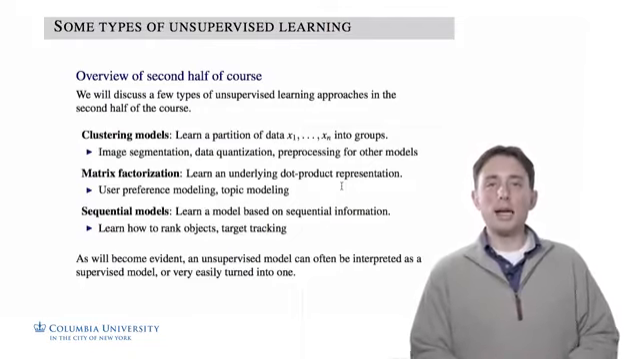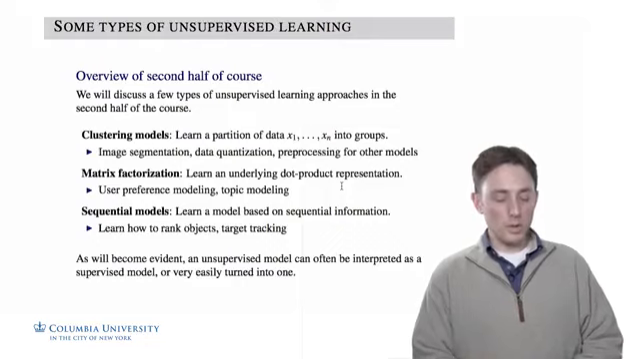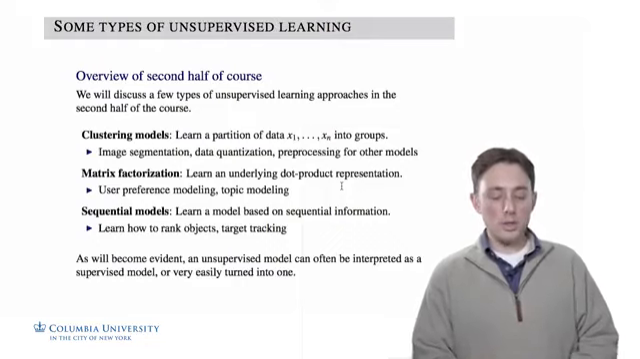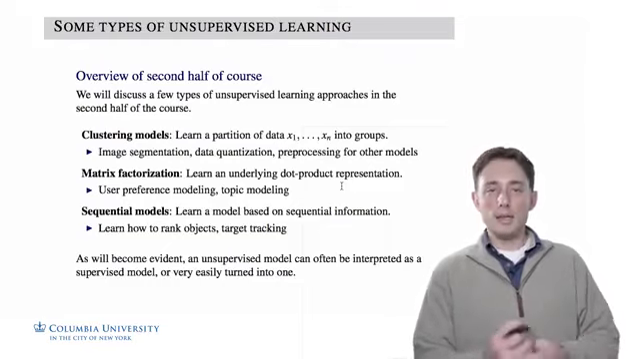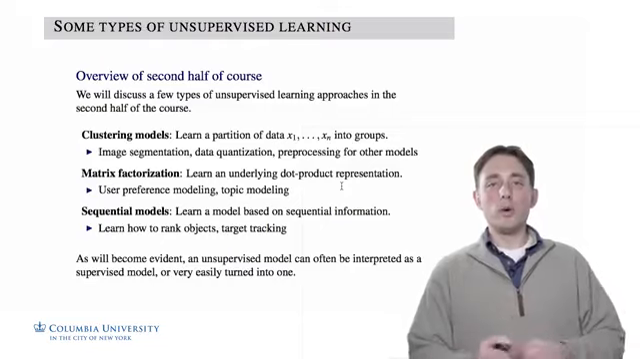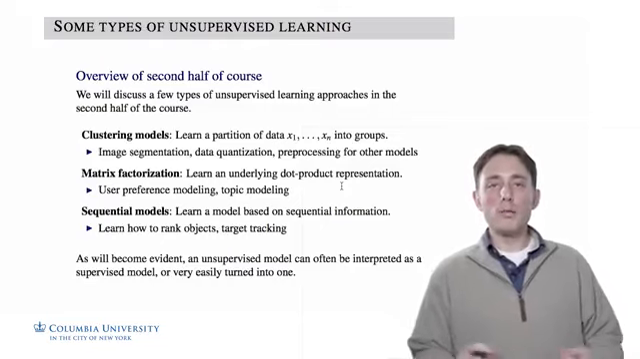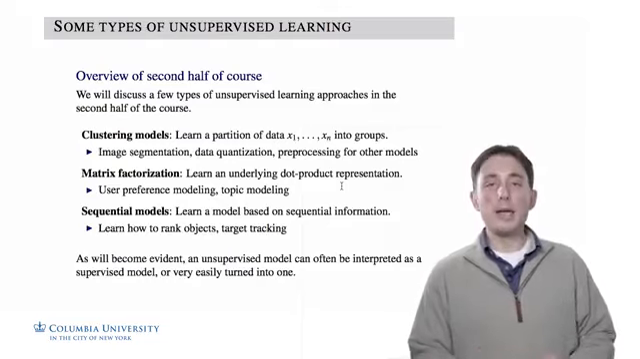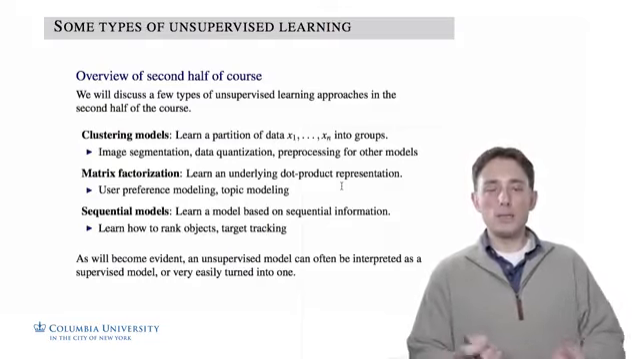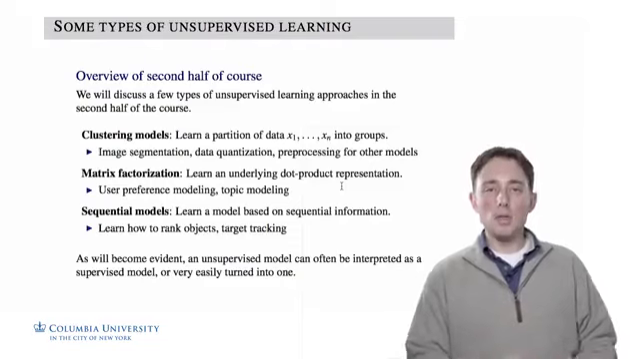And then finally, the last main set of models we're going to discuss are sequential models. And so these are models where there's some sort of a sequential assumption. Either the data is sequential in nature, or we're going to use some sort of a sequential way of representing the data. So we'll see an example of how to rank objects in pairwise comparisons, and target tracking would be another application.